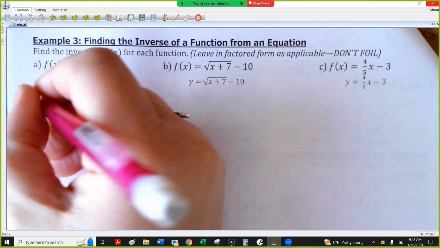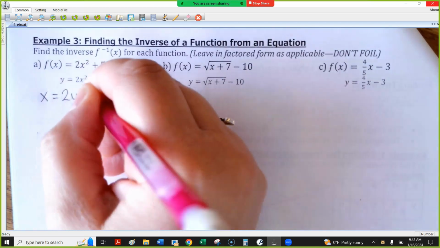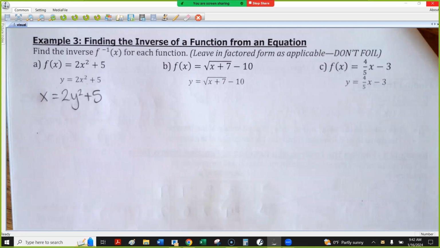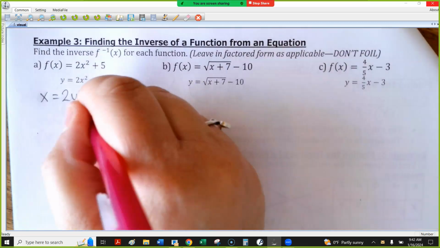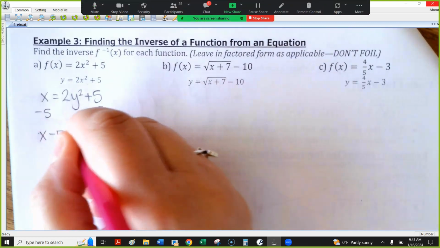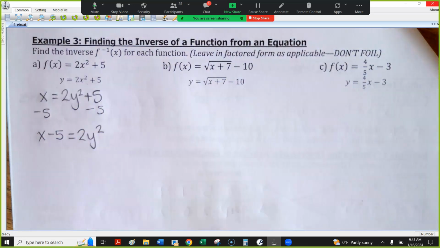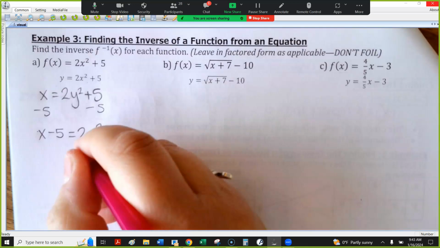So I'm going to write x equals 2y squared plus 5. So that's the inverse, but what you have to do is solve for y. So we have to get y by itself on one side. So just a little algebra here. First thing I'm going to do, I'm going to subtract 5. So we're like undoing our order of operations here. So I get rid of any addition or subtraction first. Then I'm going to get rid of any division or multiplication. So for this particular problem, I got to get rid of the 2 in front of that y squared.